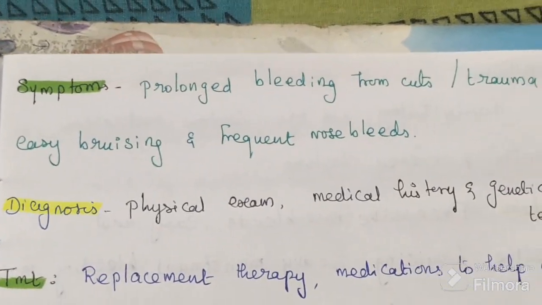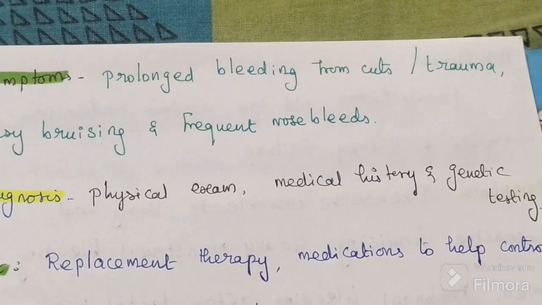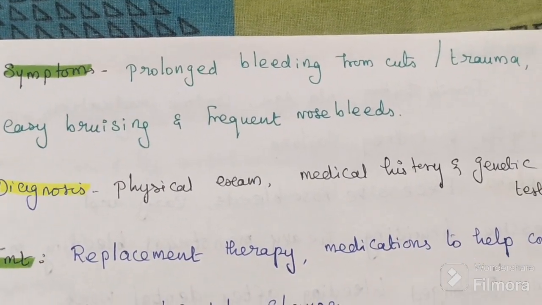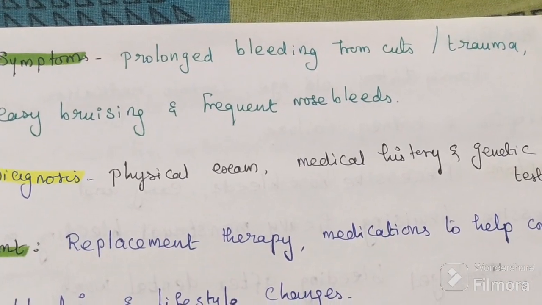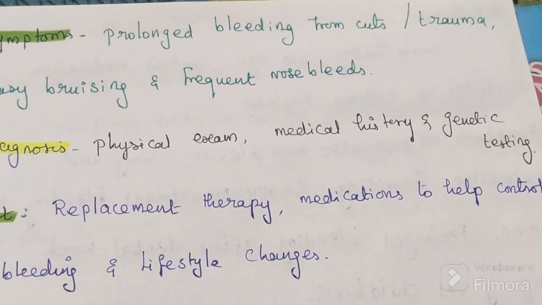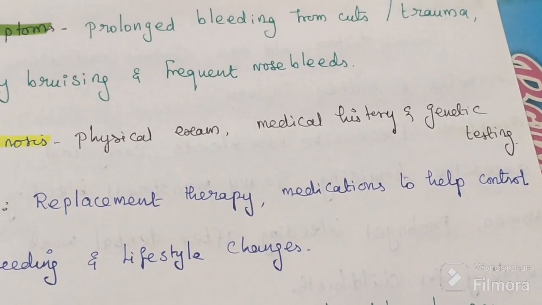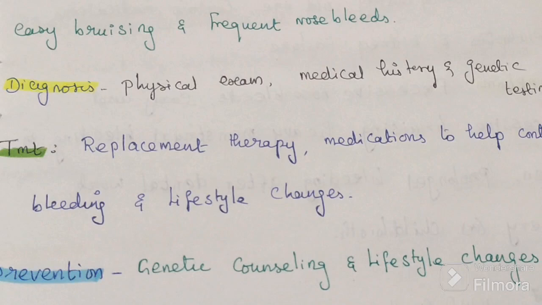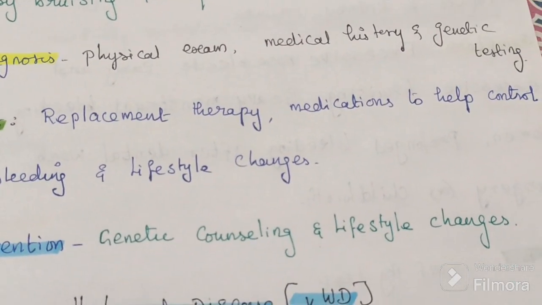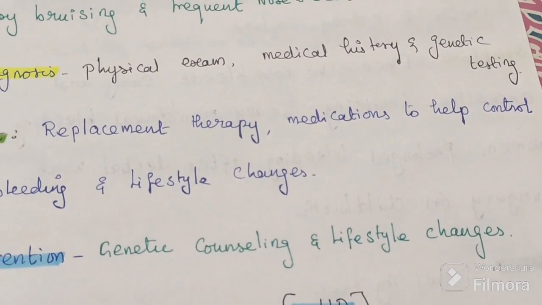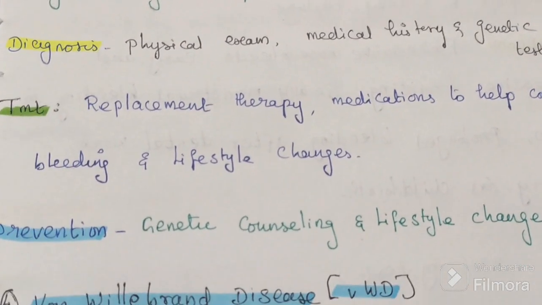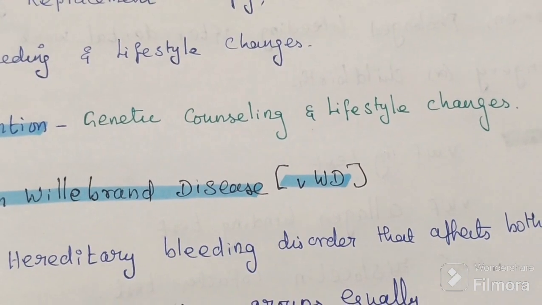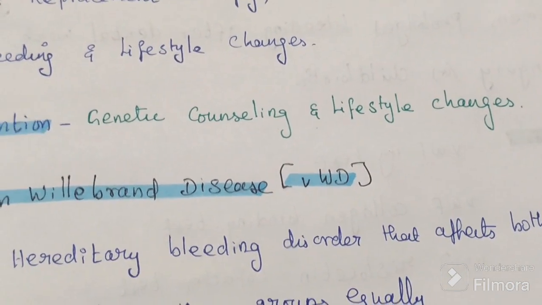Then symptoms: prolonged bleeding from cuts or trauma, easy bruising, and frequent nosebleeds. Diagnosis: physical examination, medical history and genetic testing. Then treatment: replacement therapy, medication to help control bleeding, and lifestyle changes. Preventive methods: genetic counseling and lifestyle changes.